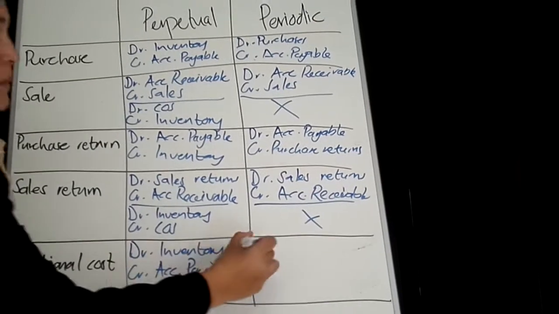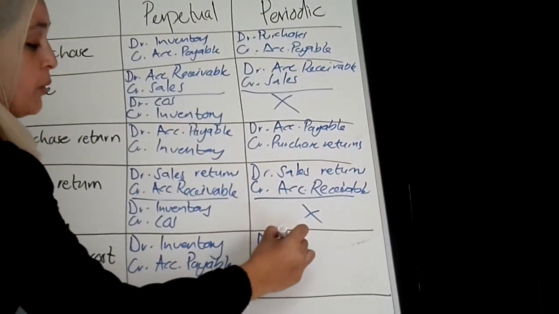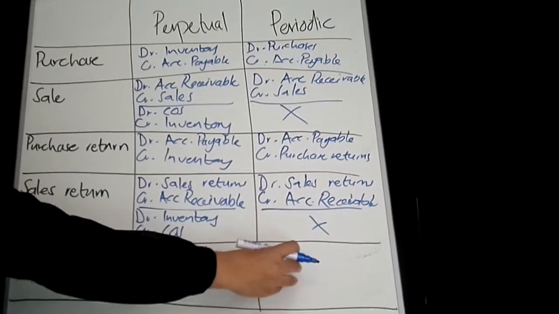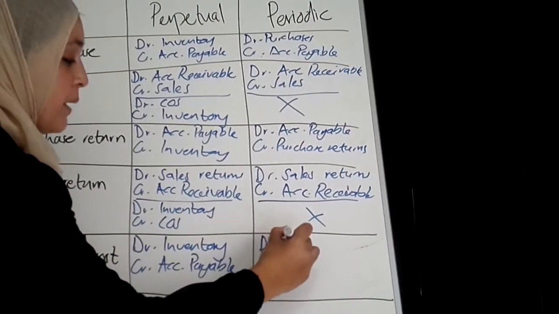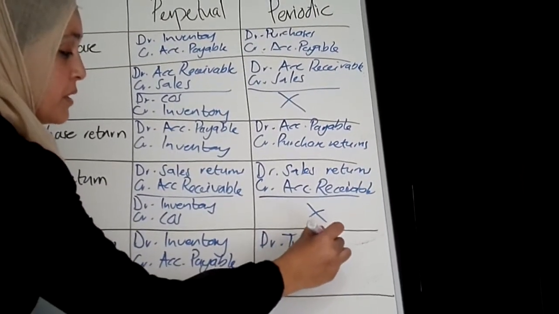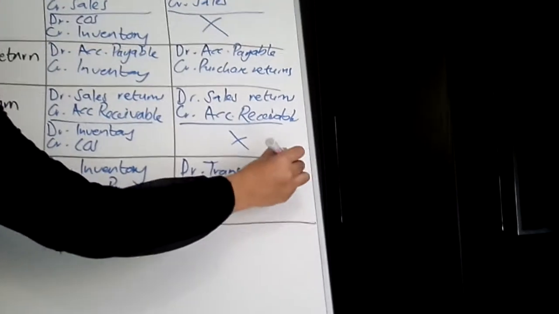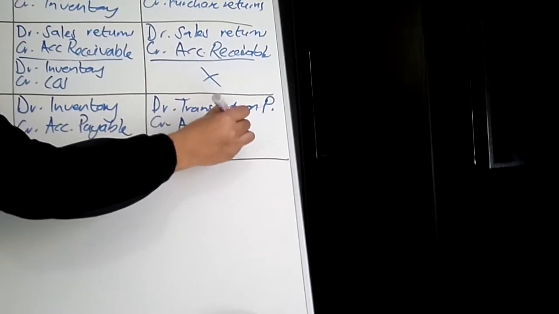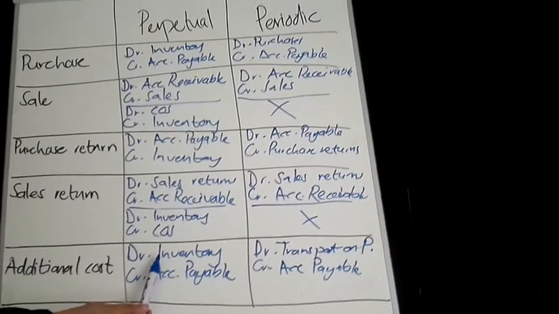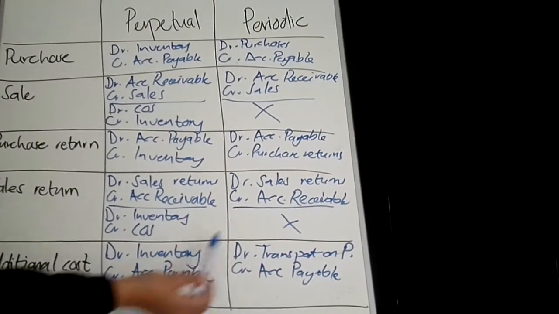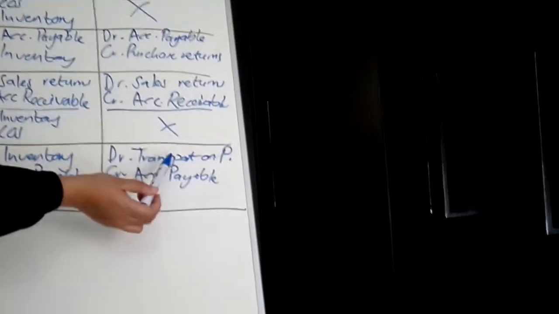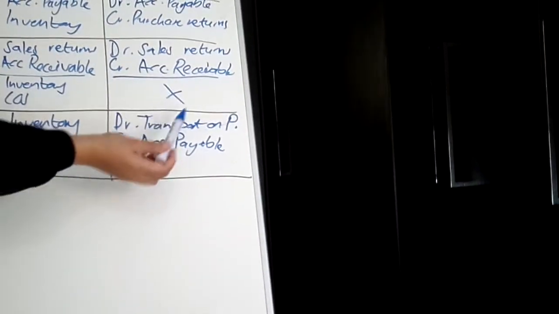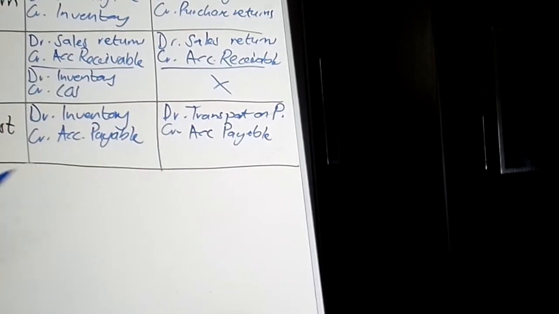And on the periodic method, you will debit your specific type of account. So if you had paid for transport, you're going to say debit transport on purchases. And you'll credit your accounts payable. So very importantly, for the additional cost, on the perpetual method, you debit inventory directly. But on the periodic method, you open up that specific type of account, transport on purchases, and then you'll credit accounts payable.